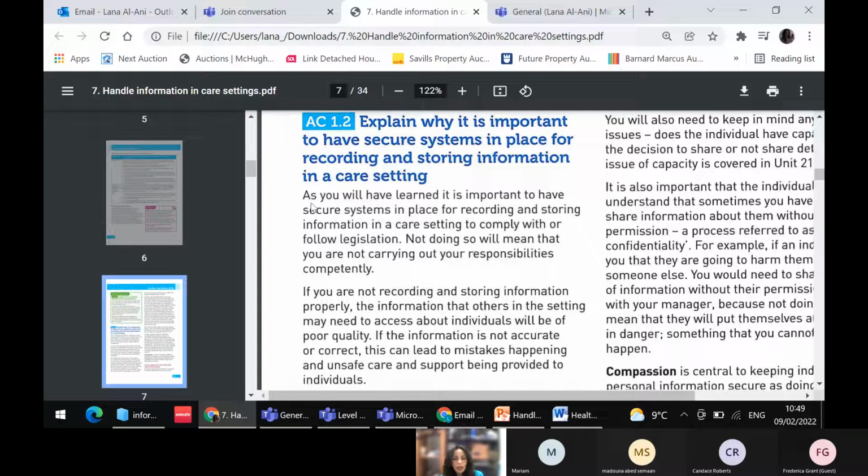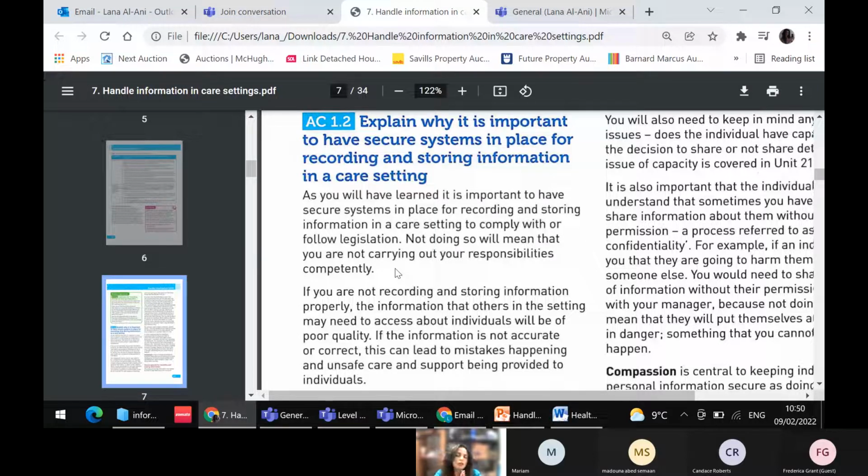So as you have learned, it is important to have a secure system in place for recording and storing the information in the care setting to comply with the legislation. So first of all, we need to comply with the legislation. We have so many legislations. If we don't comply with the legislation, then there is a massive problem for our nursing home. So first of all, we keep a secure system because we need to comply with the legislation.